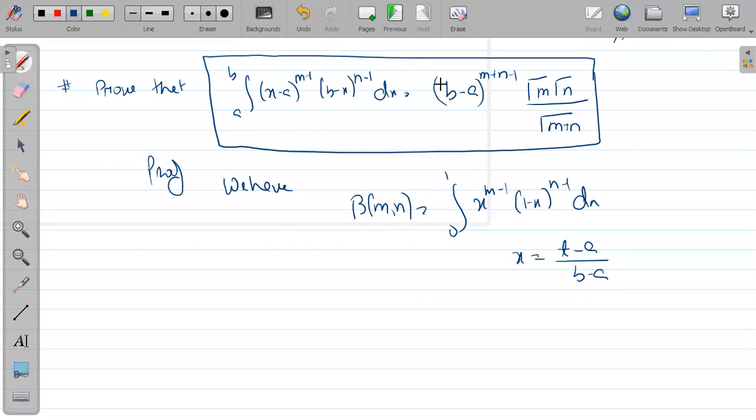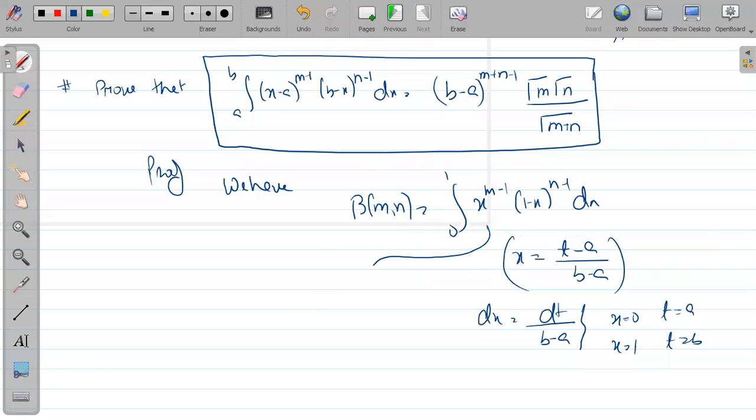Then only it will be cross multiplied. So I am substituting like this. These are the ways of substitution, but you will get the idea. dx is dt by b minus a. How will the limits change? When x is 0, t is a only. When x is 1, t is b only. The limits are changed accordingly.